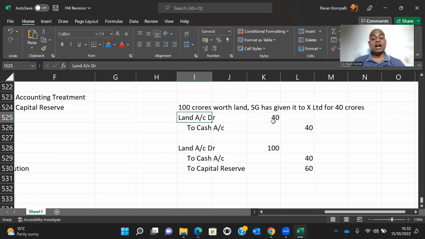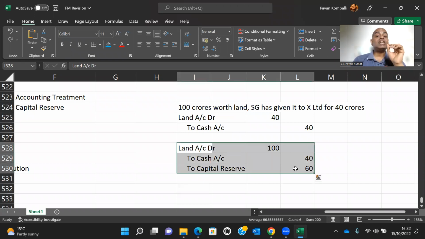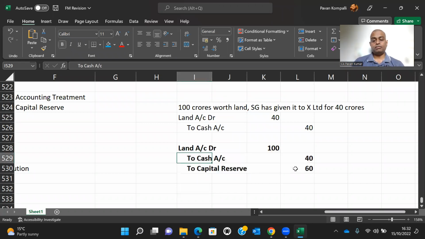The legal form is that you paid 40, you got land. The substance is you paid 40, but you got 100. So there is a capital reserve 60. So what is this? Substance over form. The biggest driver of accounting is substance over form.